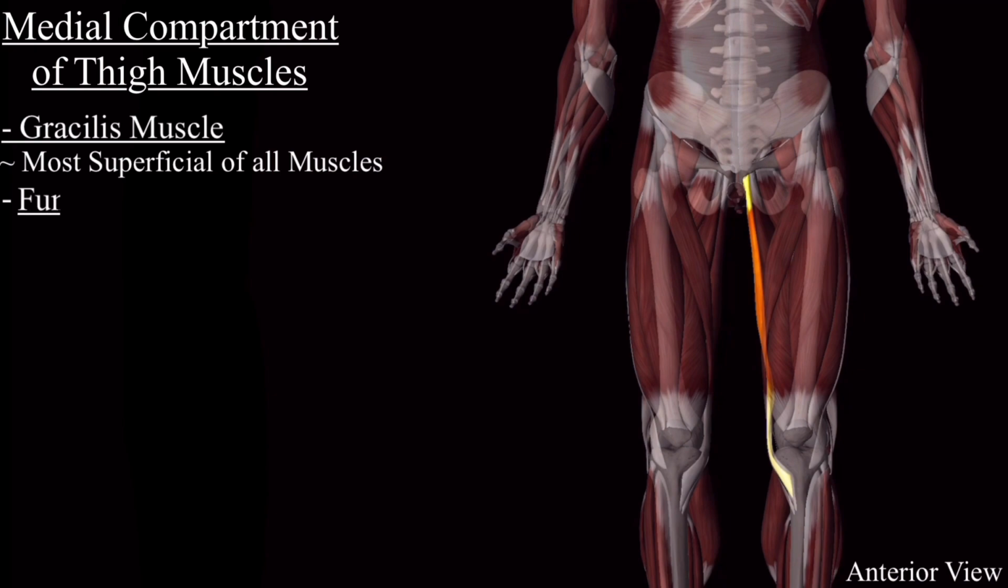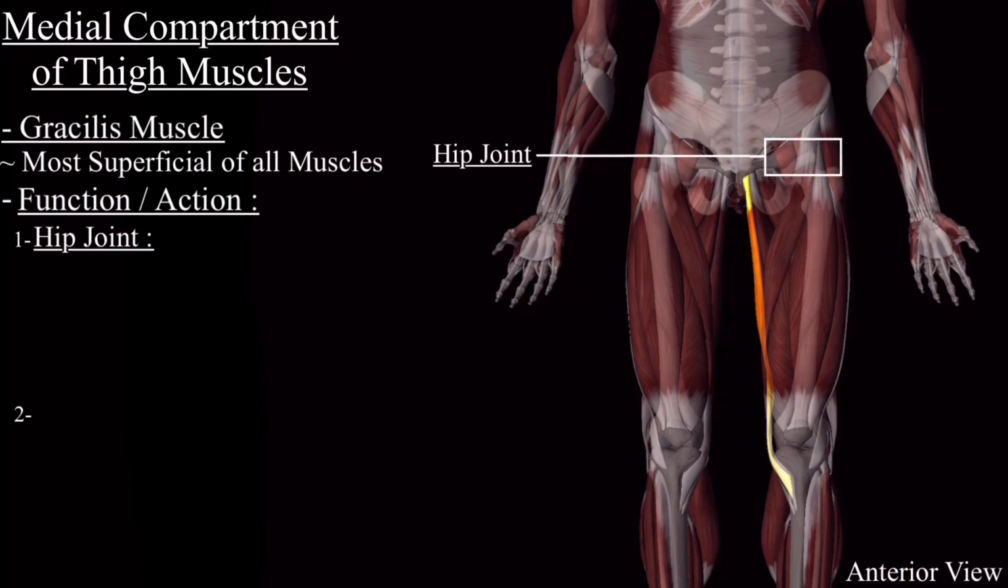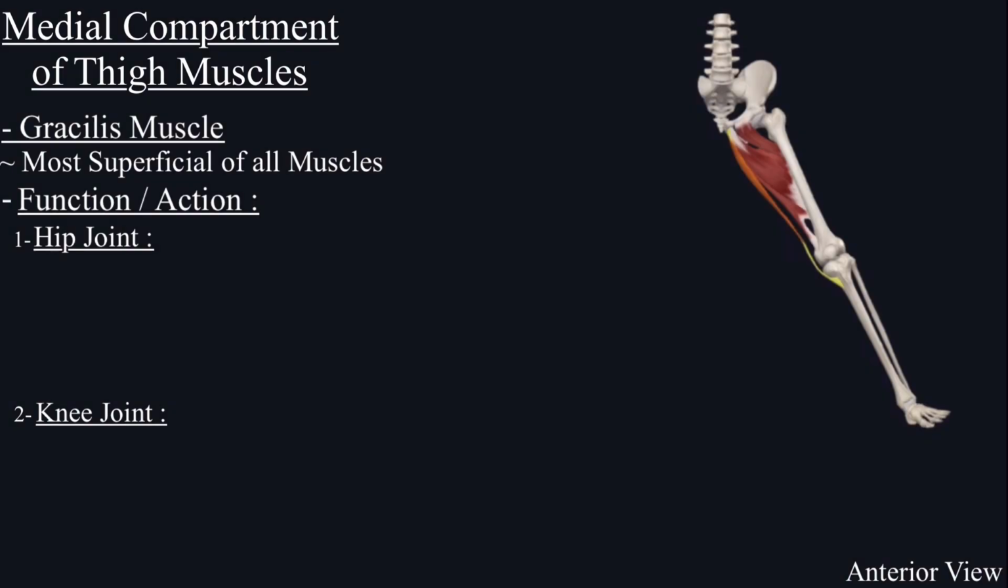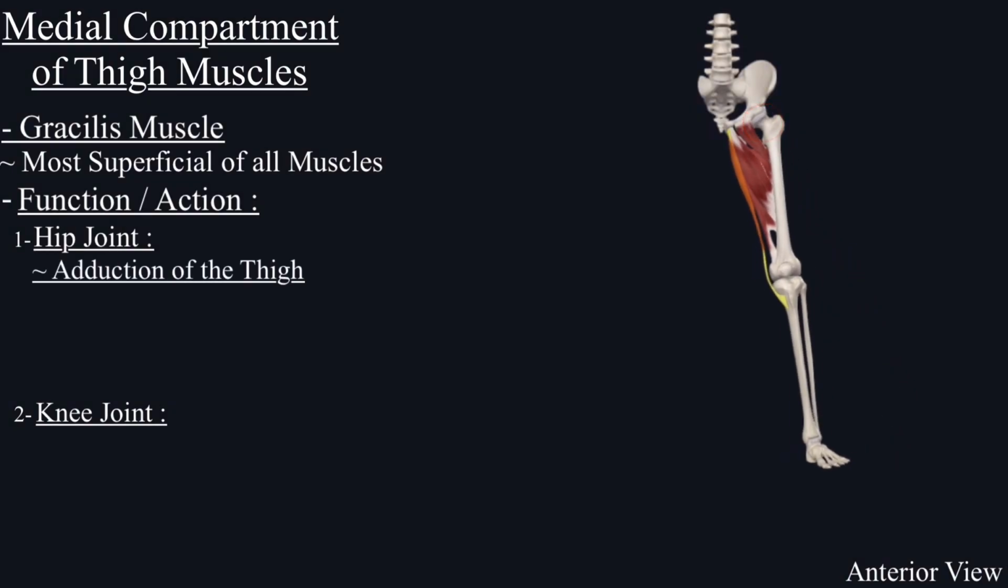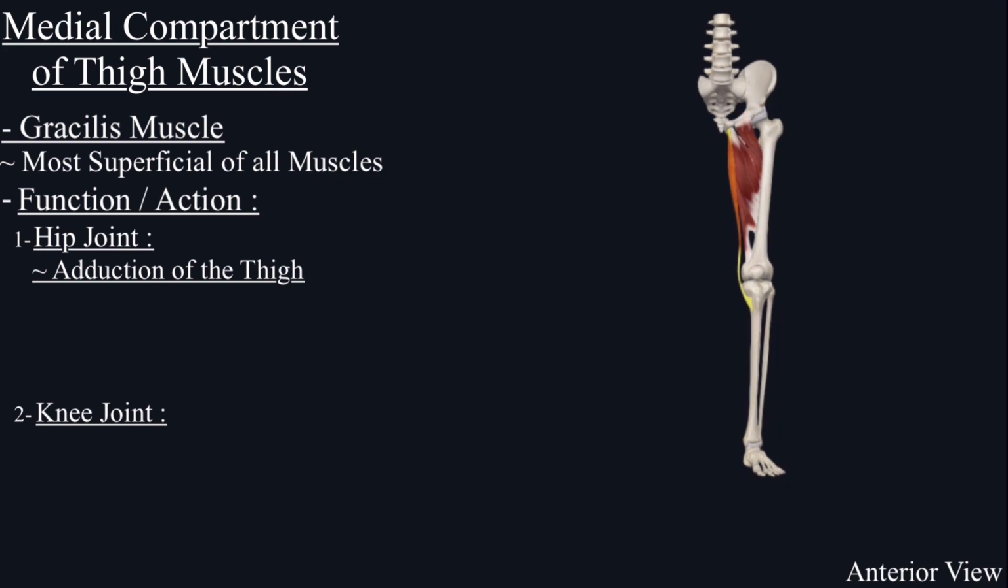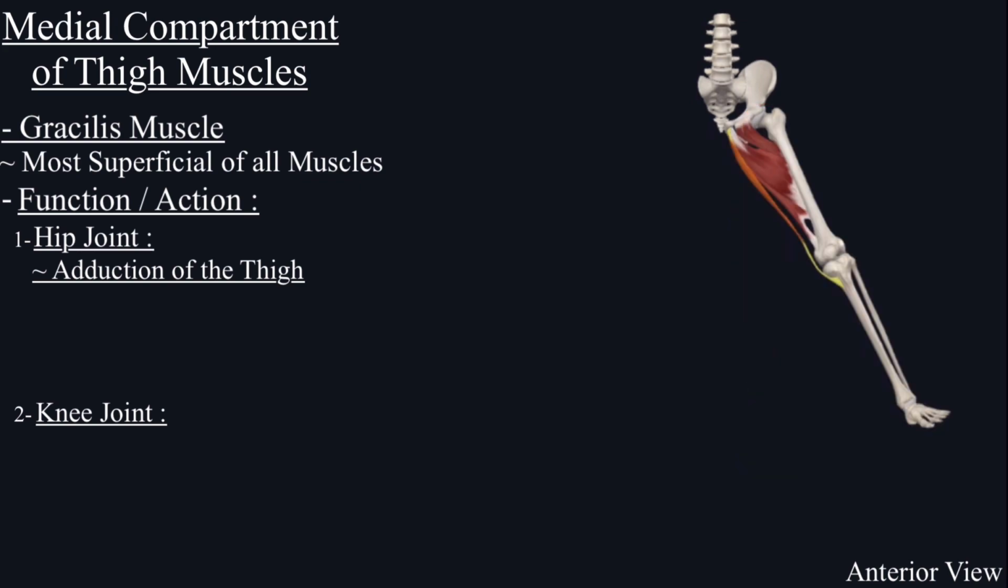Next is the function of gracilis muscle. The gracilis muscle crosses 2 joints, that is the hip joint and the knee joint. At the hip joint, it causes adduction of the thigh. And it makes sense, since this muscle is present medial to the hip joint. So contraction of this muscle will pull the thigh in this direction.